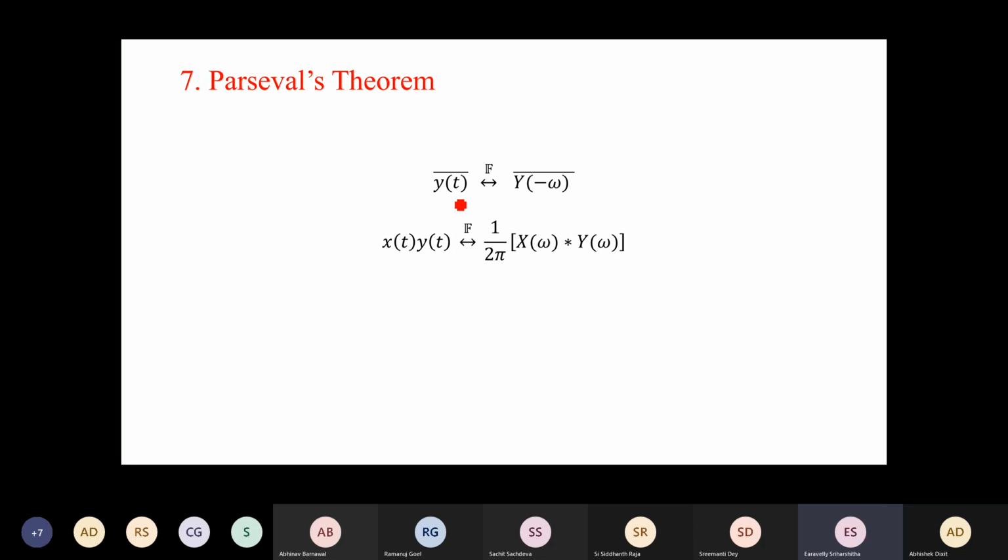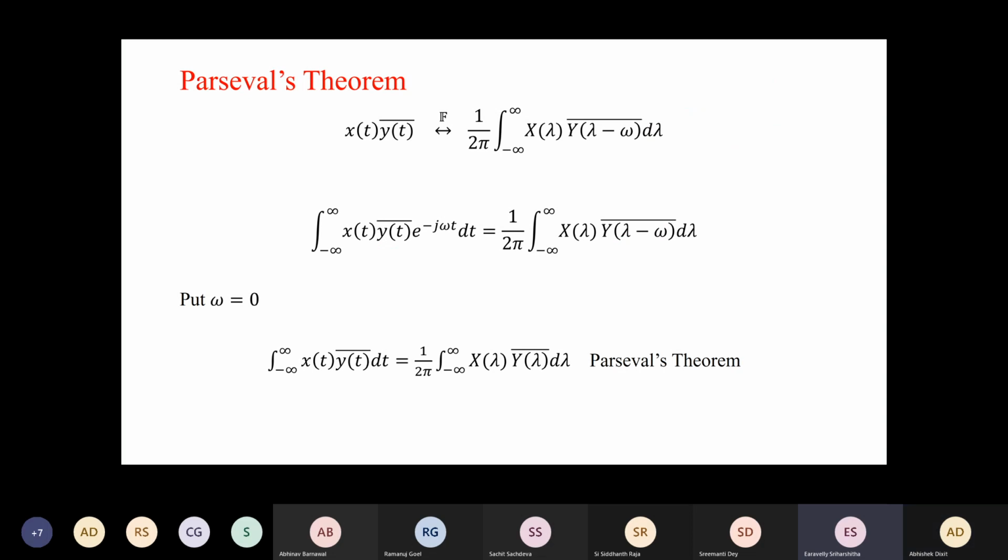So y(t) conjugate. y(t) has a Fourier transform Y(omega). We know already conjugate symmetry. y(t) conjugate should have the Fourier transform Y(minus omega) conjugate. Have we done this property? No, I don't think so. But we have done this in Fourier series, so you can do this yourself. Just remember, if y(t) has this transform, y(t) conjugate will have the transform Y conjugate of minus omega. And this property we already know from multiplication: the Fourier transform of the multiplication of two time domain signals is this. Using these two things, we can prove Parseval's theorem.